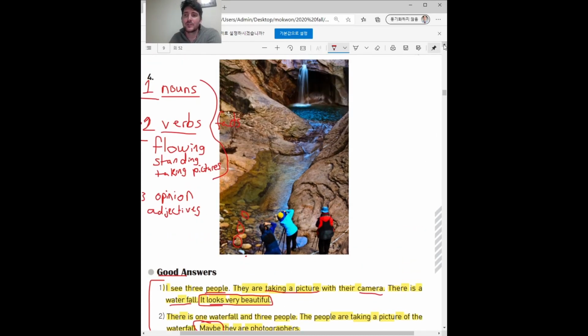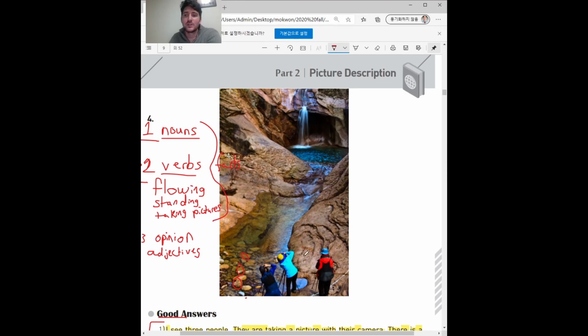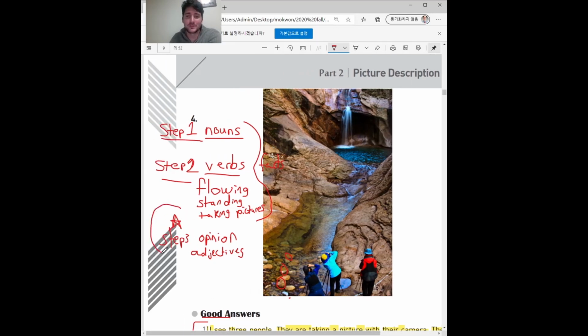For example, if I want to make a good answer, you can describe it more. They're wearing colorful clothing. The water is flowing quickly. I think the waterfall is very noisy. So adding these kinds of opinion words, again, today's most important tip, talking about your opinion is a very good idea.